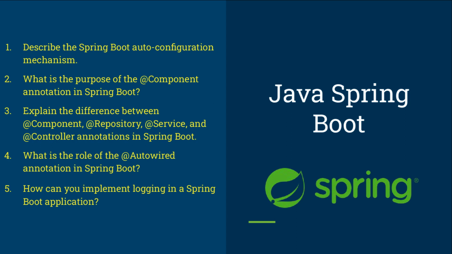Describe the Spring Boot auto-configuration mechanism. What is the purpose of the @Component annotation in Spring Boot? Explain the difference between @Component, @Repository, @Service, and @Controller annotations in Spring Boot. What is the role of the @Autowired annotation in Spring Boot? How can you implement logging in a Spring Boot application?